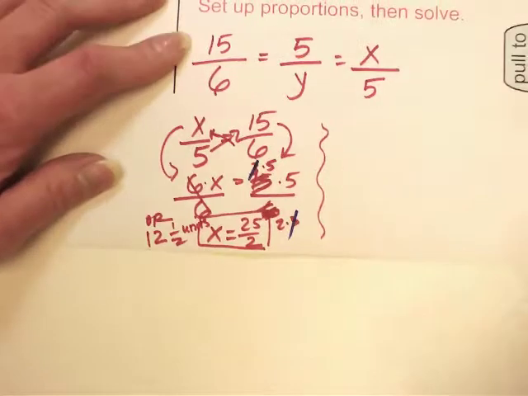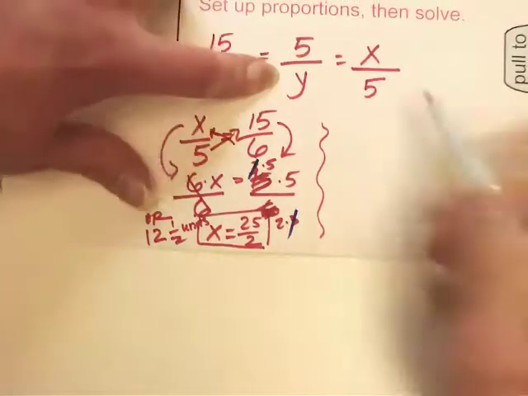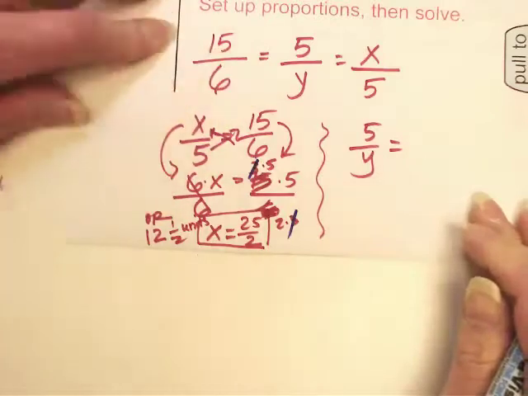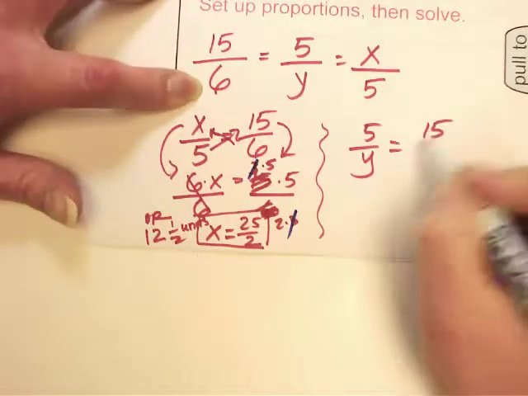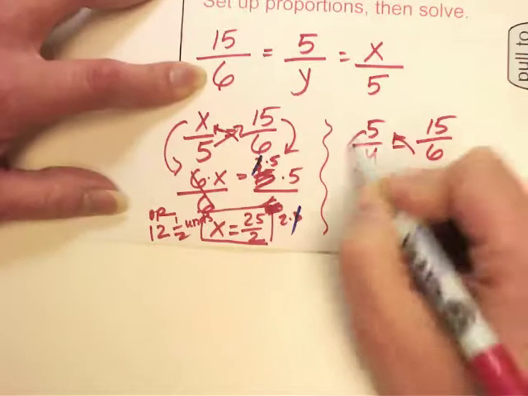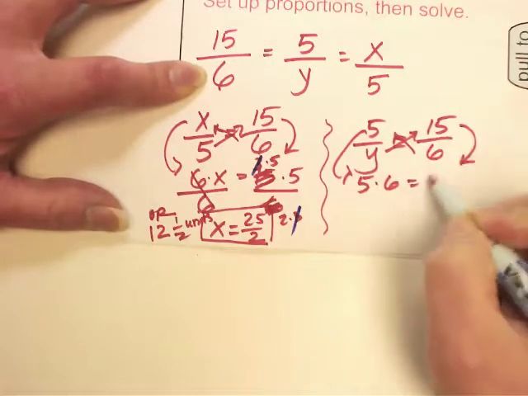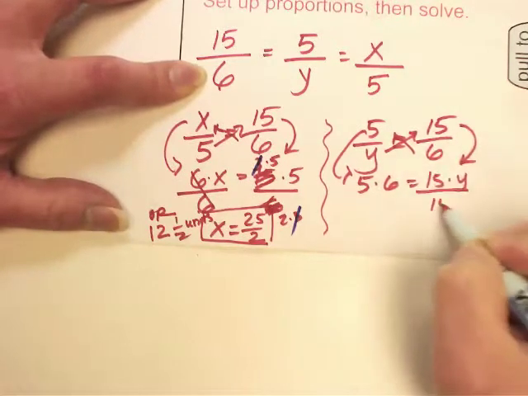So now it's time for the Y. So I'm going to pick out the Y, which is 5 over Y, equals, which one has the most information? 15 over 6. And I'm going to do the same. So I get 5 times 6 equals 15 times Y, divided by 15.